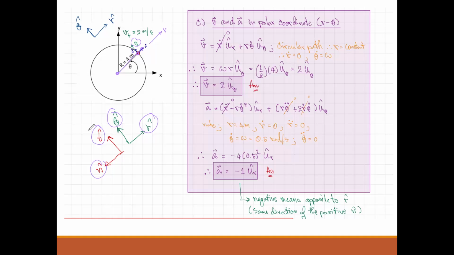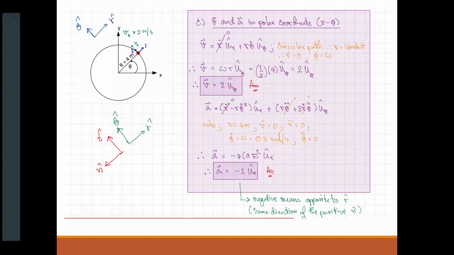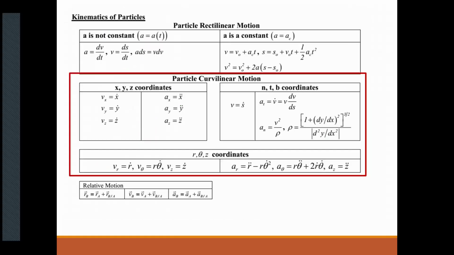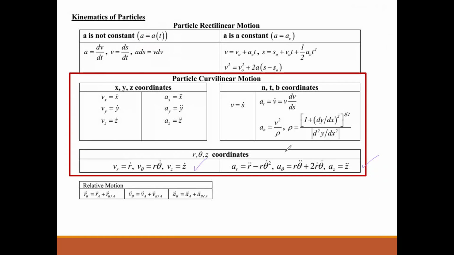According to this, we use the formula for the polar coordinate system that we already know. I will go back to the formula. We use this formula.